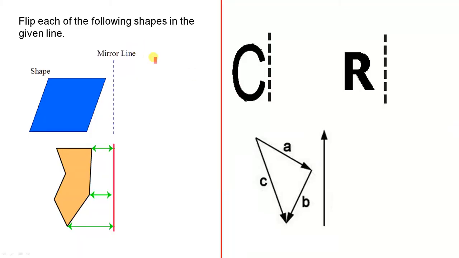Flip each of the following shapes in the given line. So this shape here, what would you see on this side if you flip this shape across? Remember, flipping means that this shape is looking at itself in this mirror. What does it see on that side? Same for this shape, same for the letter C, the letter R, and this triangle. So I'll give you 10 seconds to think about that.